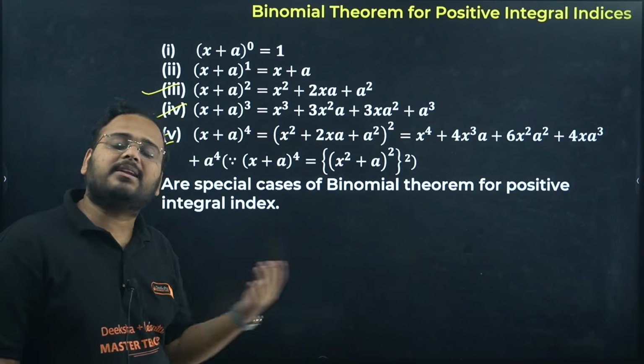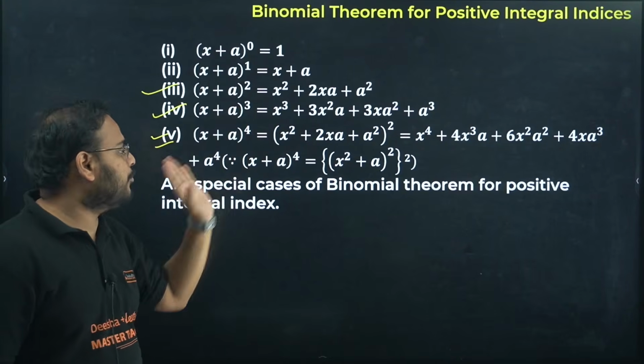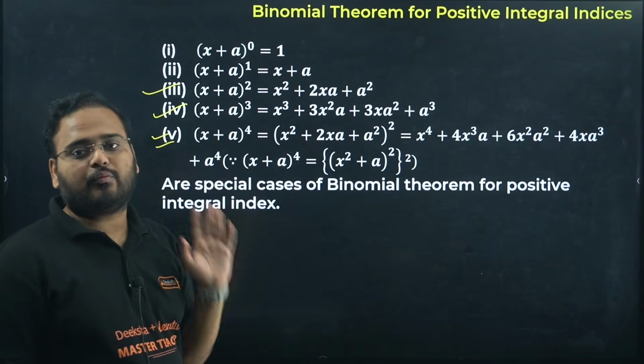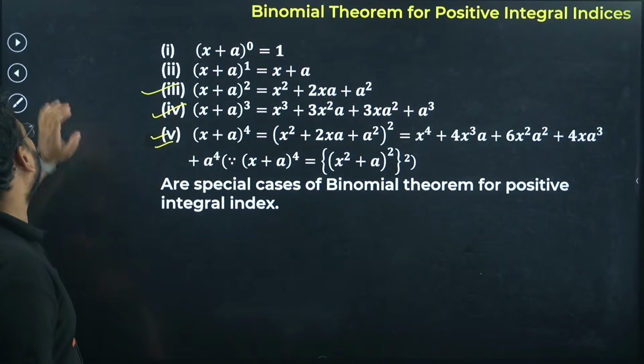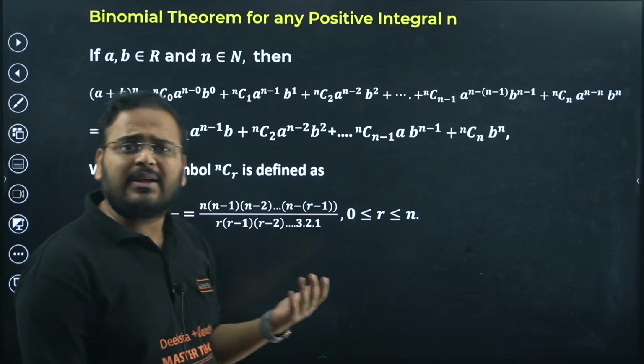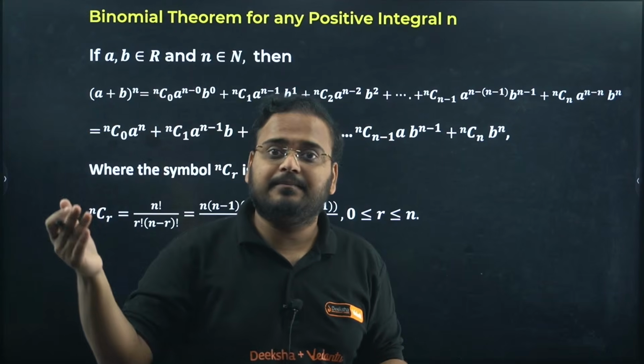These are called some special cases of binomial theorem when we have the powers 0, 1, 2, 3, 4. Till this point we know how to find it, we know how to identify this. But after this, if you have more powers, will you spend more and more time like this? Will you do the power 5 again, power 6, power 10, power 15, power 100? No.